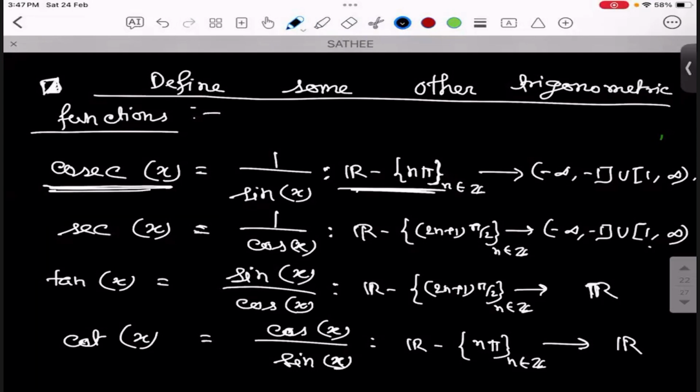If they both have the same sign, then tan x is positive. Like if sin x and cos x both are positive, then tan x is positive. If both are negative, then tan x is also positive. If either is negative, like sin x is negative and cos x is positive, or cos x is negative and sin x is positive, then tan x is negative. Since the cot function is the reciprocal of the tan function, it will follow the same rule.